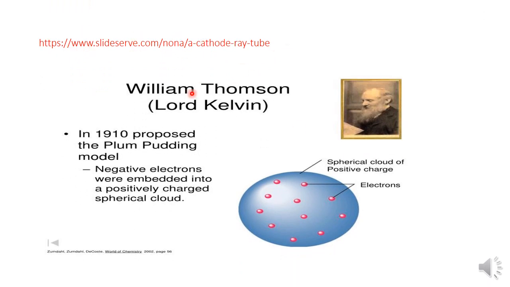Ahangaha noneho tugiye kureba kuri Thomson. Tugiye kureba Thomson wavumbuye iki electron akoresheje cathode rays. Thomson ahangaha kuri proving model turacyari kuri ya atomic model. Yavuze ko negative electrons were embedded in a positive charged spherical cloud.